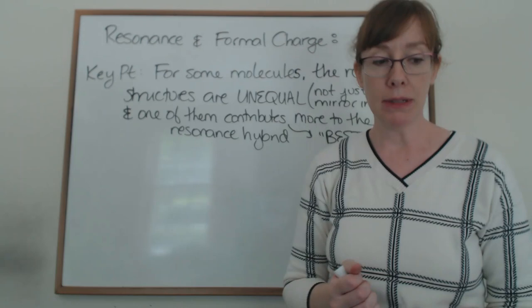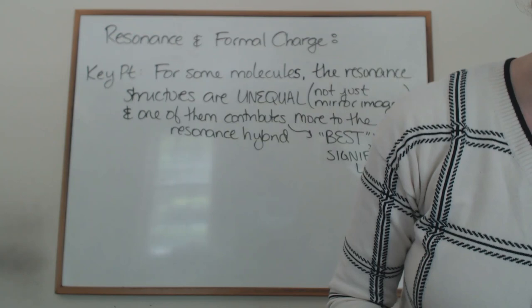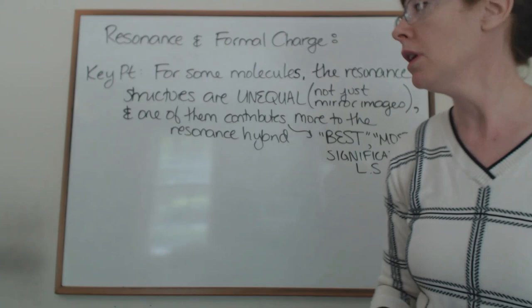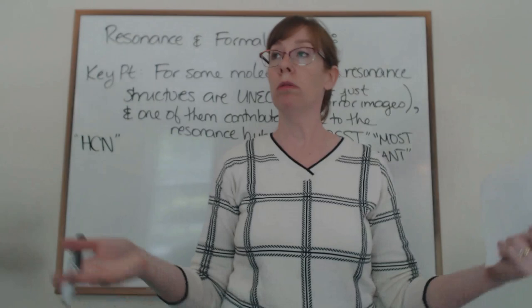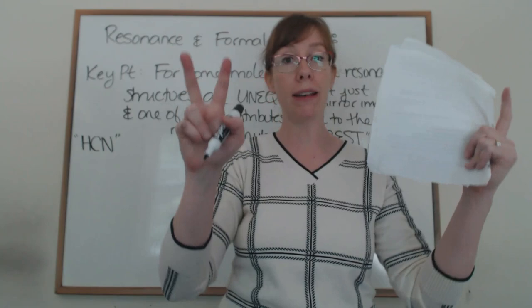So let's go ahead and use, let me see which one I want to do first. Let's go ahead and use this one. So there's a molecule called HCN. HCN. And I'm going to go ahead and give you two Lewis structures that both satisfy the rules, and therefore they pass the test of being resonance structures or good Lewis structures.